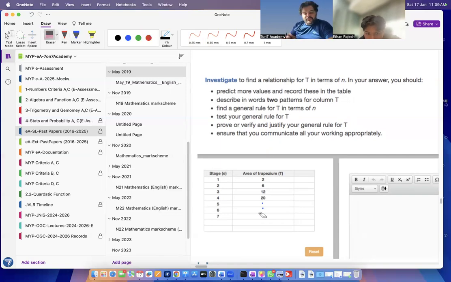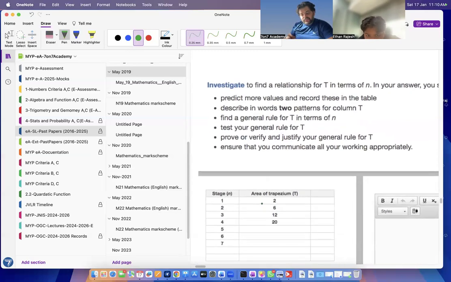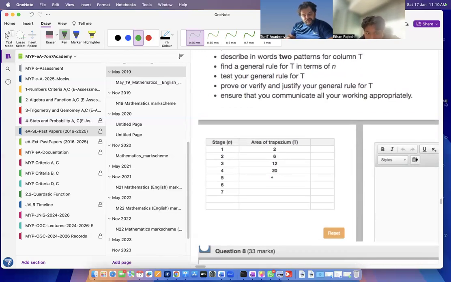Can you fill the table? T is n squared plus n. What will you write here? This is getting added by 4. T is n squared plus n. This is getting added by 8. T is n squared plus n. You know it.